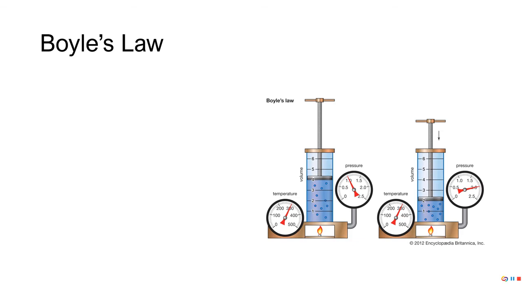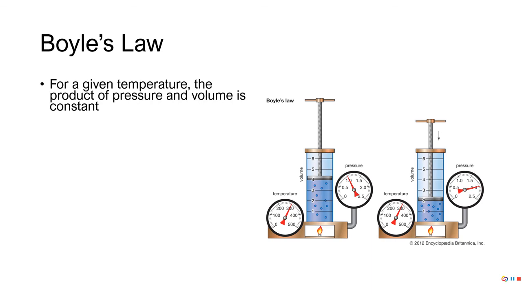So then we've got Boyle's Law, okay? And remember, Boyle's Law is just saying if we have a specific or a constant temperature, that the product of pressure and volume is going to be constant, okay? And so that's what this little diagram is trying to show here. So how is this relevant to ventilation?